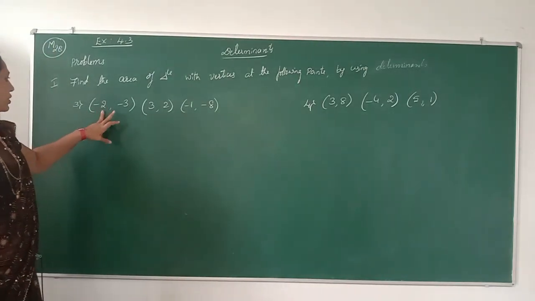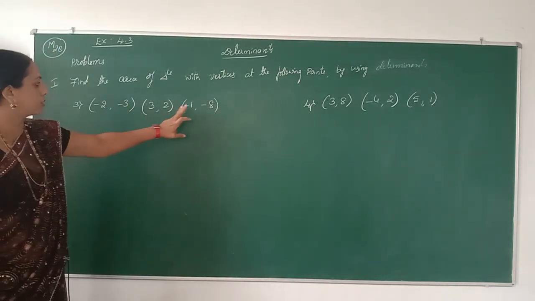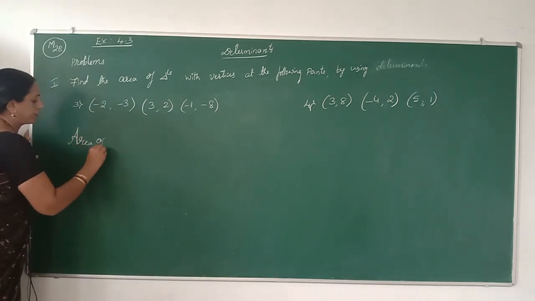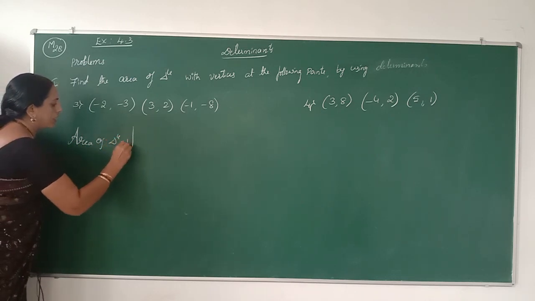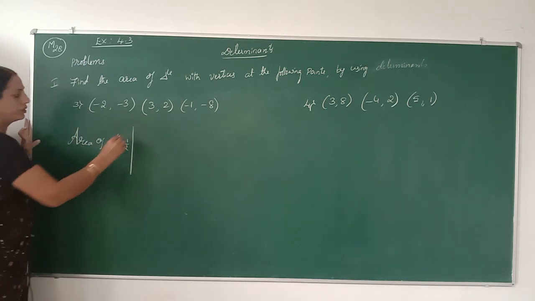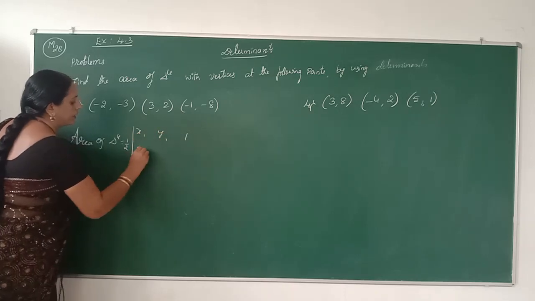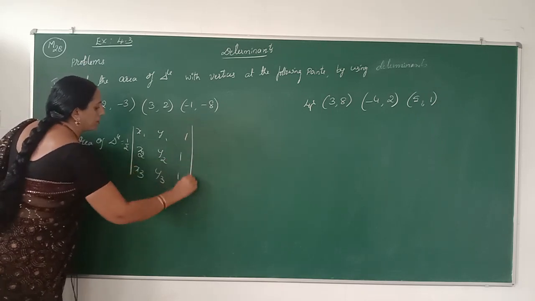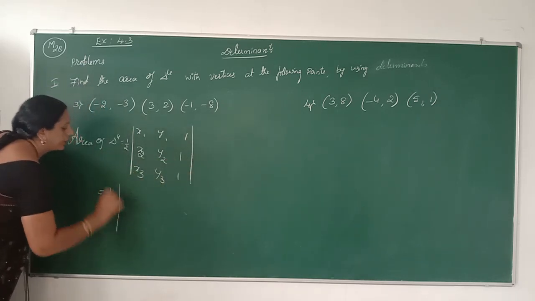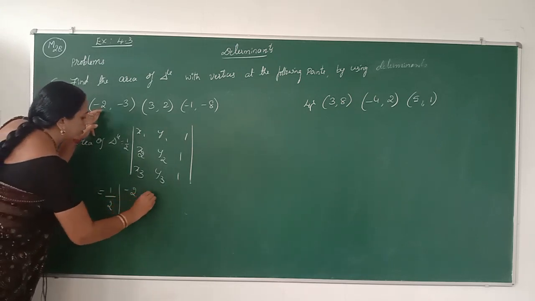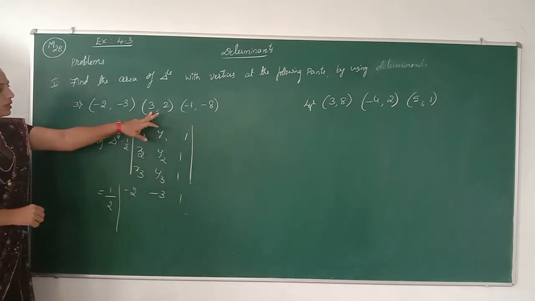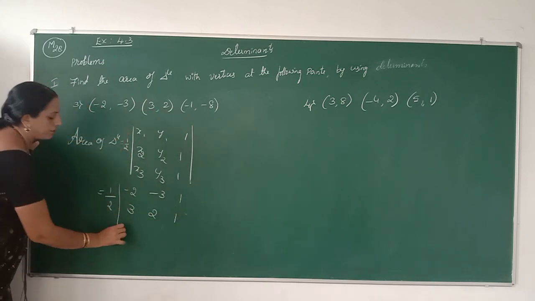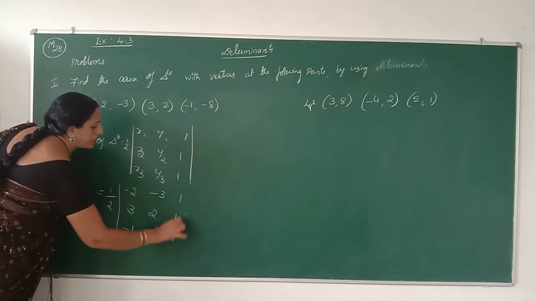Next one: (-2, -3), (3, 2), (-1, -8). Again, area of triangle equals half of the determinant of x1, y1, 1; x2, y2, 1; x3, y3, 1. Substituting, half of the determinant: x1, y1 is -2, -3, 1; x2, y2 is 3, 2, 1; x3, y3 is -1, -8, 1.